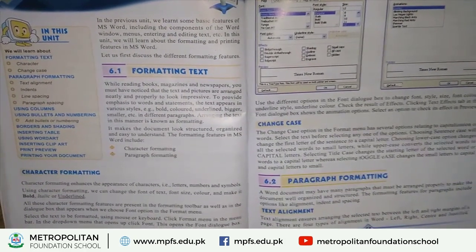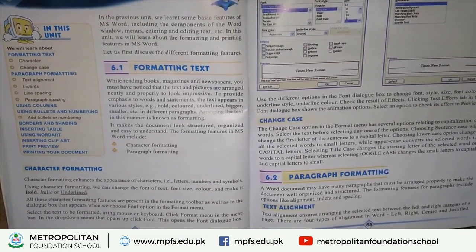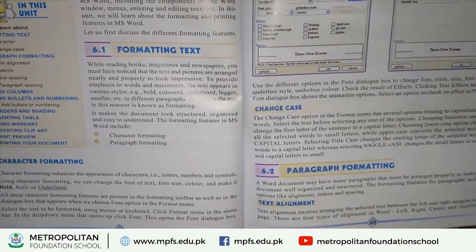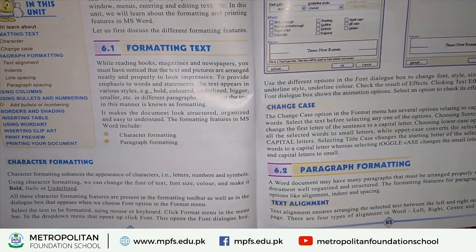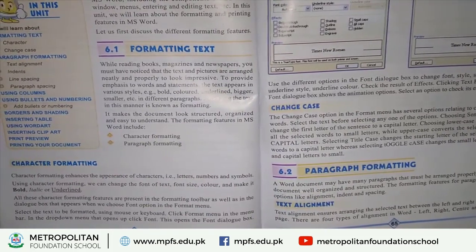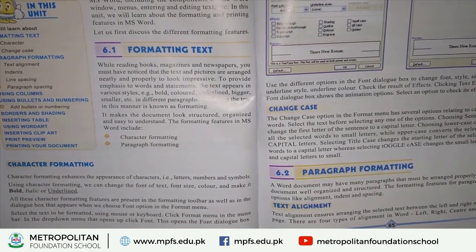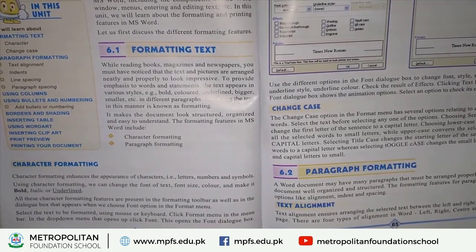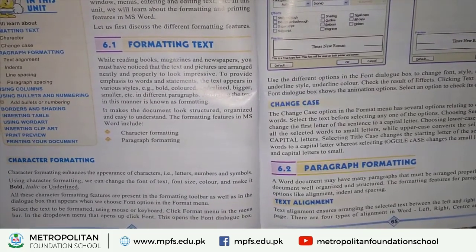What is formatting? Formatting is arranging the text in a proper and stylish manner, with different types of styles. It makes the document look wonderful, organized, and easy to understand. The formatting features in MS Word are explained in two types: character formatting and paragraph formatting. One by one, character formatting.